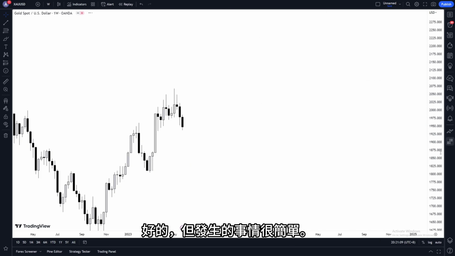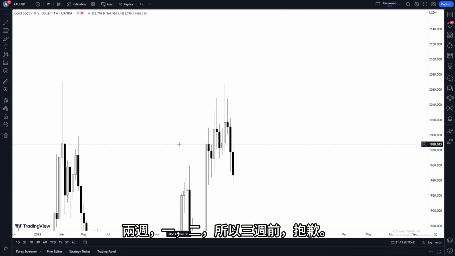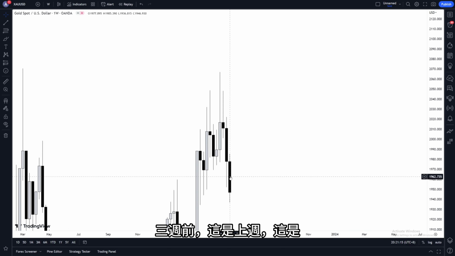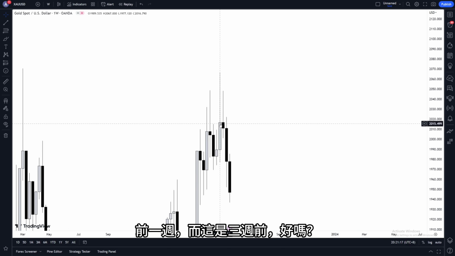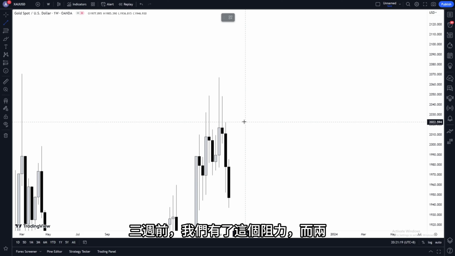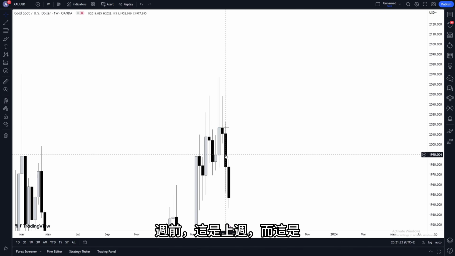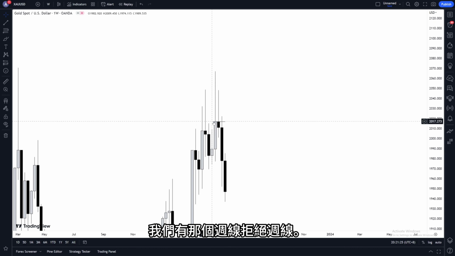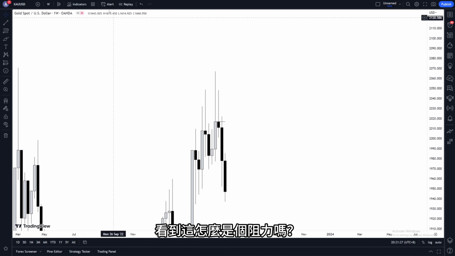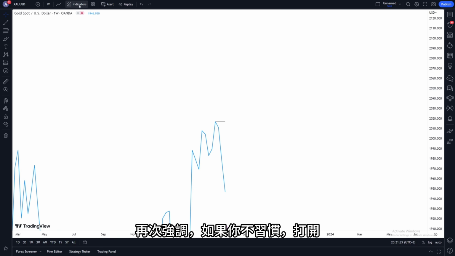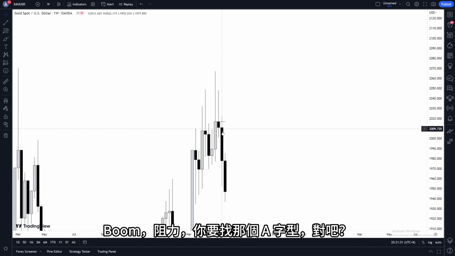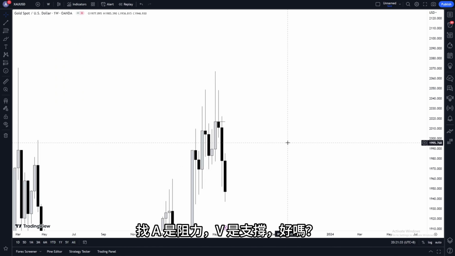But what happened was very simple. Three weeks ago, this is last week, this is the week prior, and this is three weeks ago. Three weeks ago, we had ourselves this resistance, and two weeks ago, this was last week, and this was the week before that. We had that weekly reject weekly. See how this is a resistance again? If you're not used to it, pick up the line chart. Boom, resistance. You're going to look for that A for a resistance, V for a support.